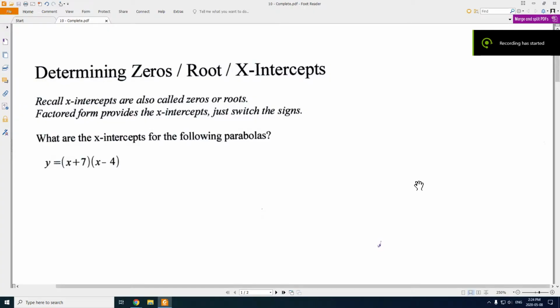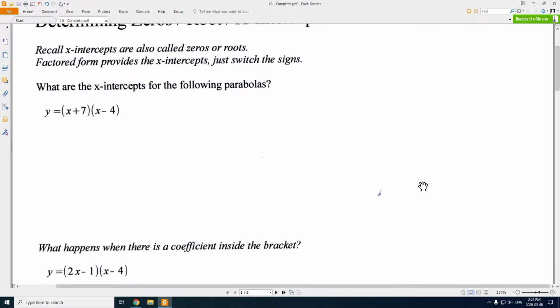Over the last few weeks, we've been looking at the factored form, and today we'll spend a little bit more time with it, talking about how it connects to the graph, and also looking at factored form that has coefficients in it. So it has, for example, a number in front of the x in the bracket, and how we deal with those.